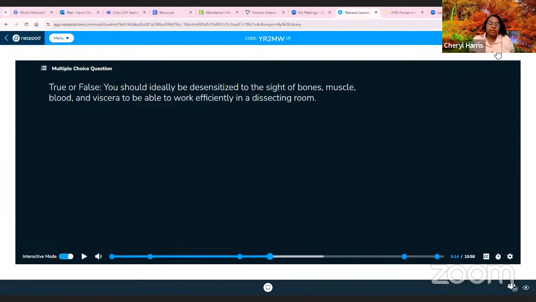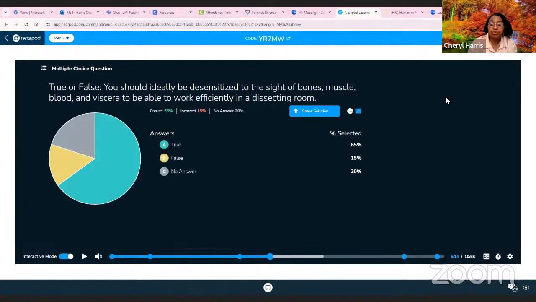Desensitized to this means making it easier for you to be able to deal with working with it. Not everybody's cut out to work in this area. So, true or false, you should ideally be desensitized to the sight of bones, muscles, blood, and viscera to be able to work effectively in a dissecting room.